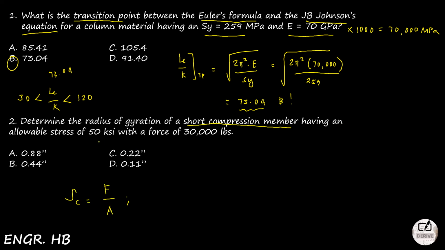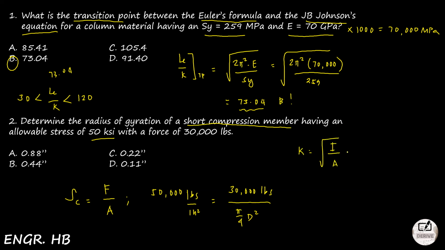At if meron kang given na allowable stress or stress of 50 KSI, so that was 50,000 PSI or pounds per square inch is equal to force, which is 30,000 pounds. And of course, we have this area, which is pi over 4 d squared. So para saan natin kukunin yung area or yung diameter? Remember that the radius of gyration, basta given ay circular cross-section, so the equation is square root of I over A.